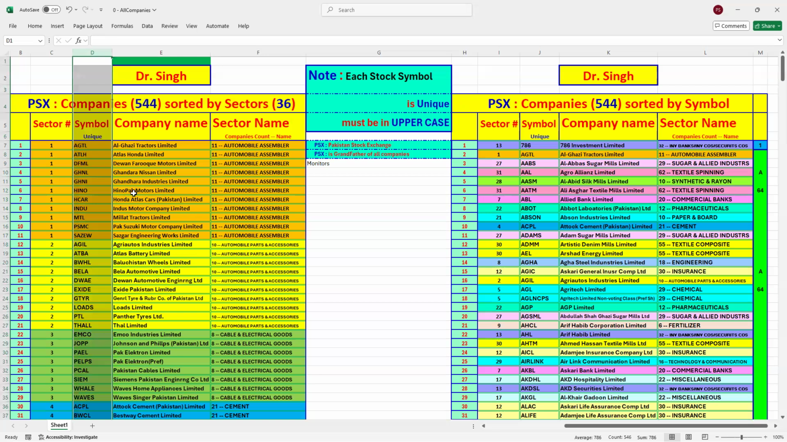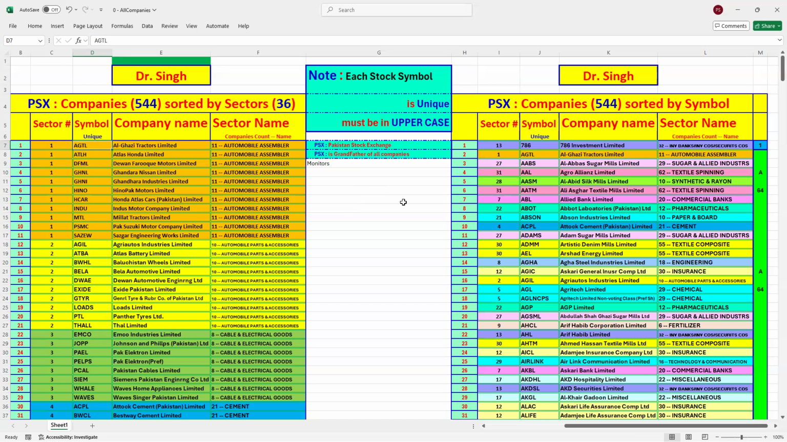Look over here on the left side. Every symbol that you see is using capital letters. If you use lowercase, the system, which is the PSX, will not recognize it, no matter what you and I think. So you have to use capital letters. That's the rule, and rules have to be obeyed. No question about that. So these are the various companies. If you want to talk about the first company over here, Al Ghazi Tractor Limited, the PSX can find out about it much faster by using its symbol, which is AGTL in capital letters.